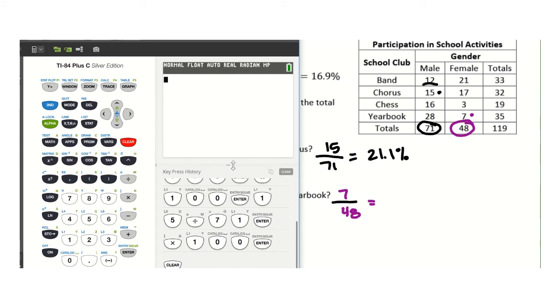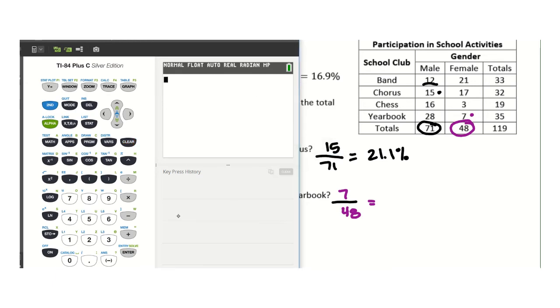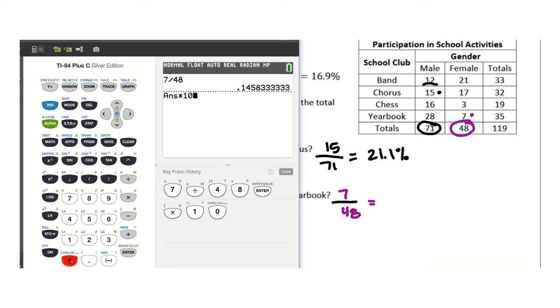So in my calculator, I'm going to do 7 divided by 48. And I'm going to multiply that by 100. And I'm going to get 14.6%. I got to round this 5 up to a 6 because the number next to it is greater than 5.